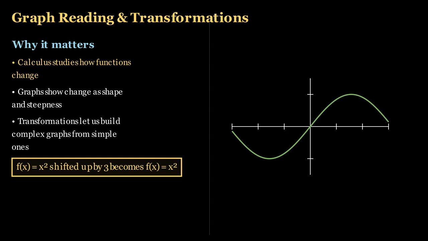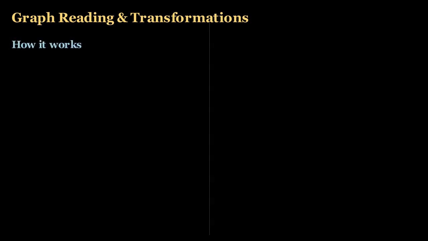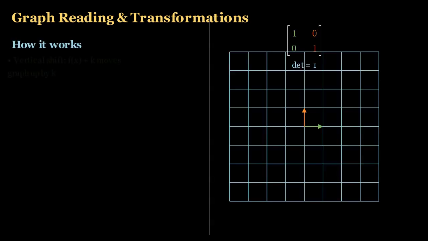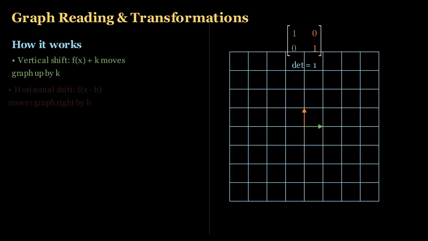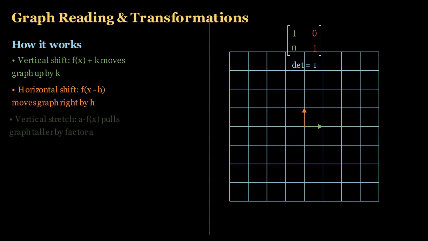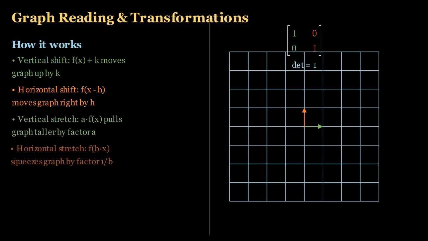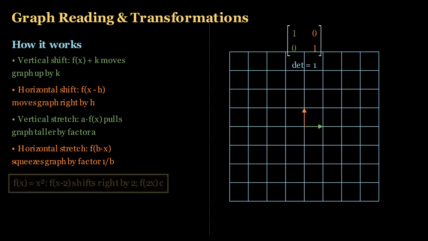If we subtract a positive number h inside the function, writing f of x minus h, something interesting happens. To get the same output as before, x must be h units larger. So the whole graph slides to the right by h. It feels backwards, but the reason is that the input needs to be bigger to compensate for the subtraction. For stretching, multiplying the whole function by a number greater than 1 pulls every point away from the x-axis, making the graph taller.